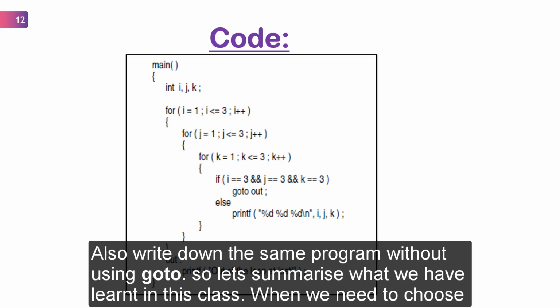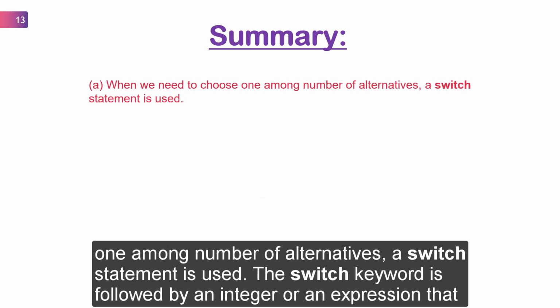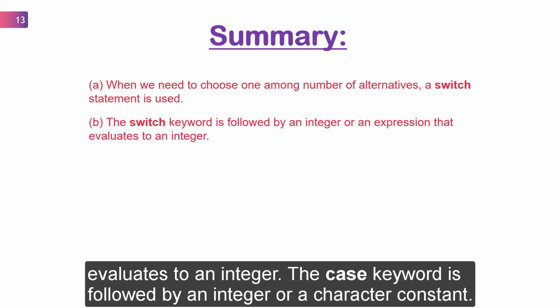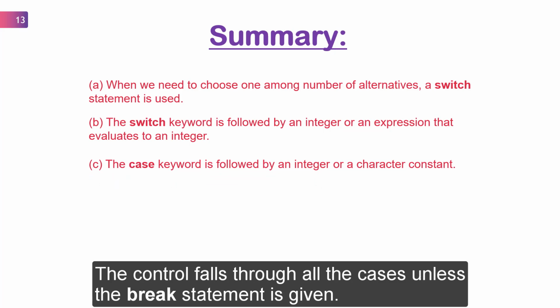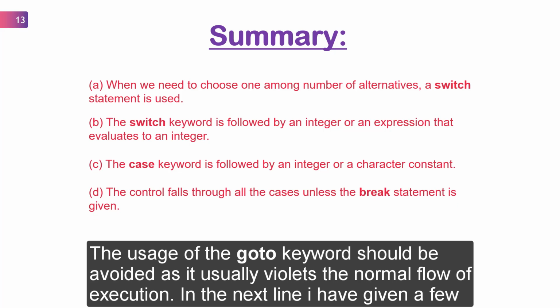So let's summarize what we have learned in this class. When we need to choose one among a number of alternatives, a switch statement is used. A switch keyword is followed by an integer or an expression that evaluates to an integer. The case keyword is followed by an integer or a character constant. The control falls through all the cases unless the break statement is given. The usage of goto keyword should be avoided as it usually violates the normal flow of execution.